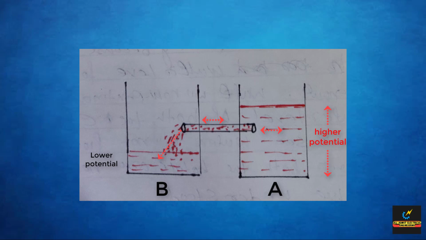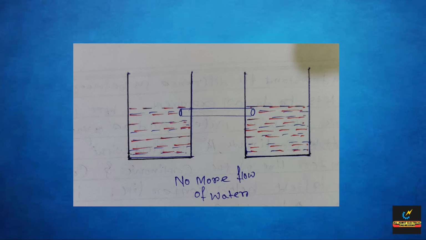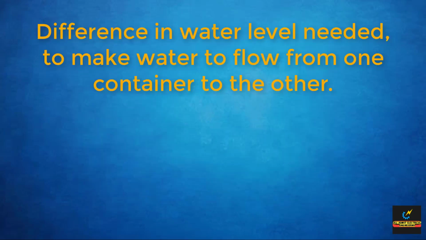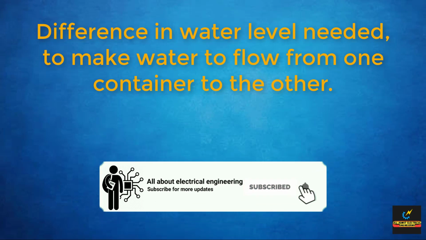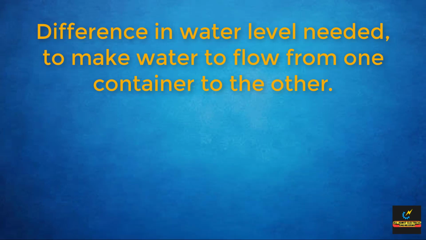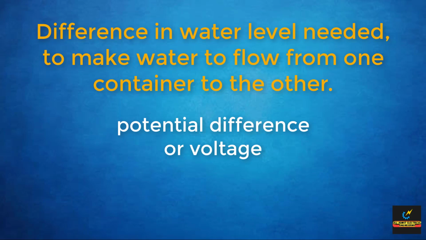Water is flowing because there is a difference in water level between the two containers. Water will continue to flow until the water levels of both containers are the same. Here we see water is no longer flowing because the water levels of both containers are now equal. So what do we understand? A difference in water level is needed to make water flow from one container to the other. In technical language, I would call the difference in water level the potential difference or voltage.